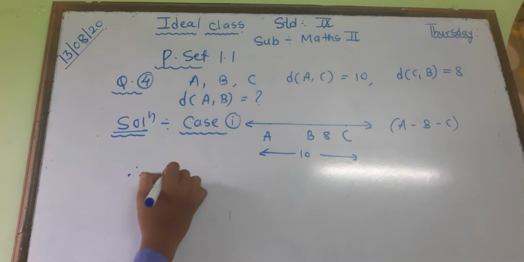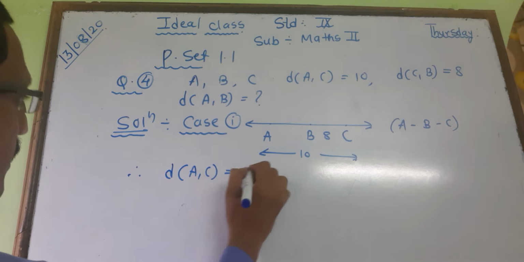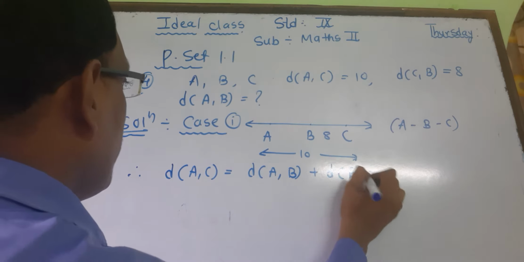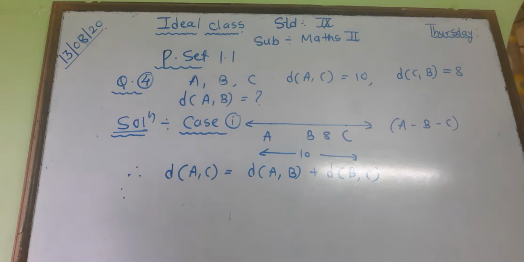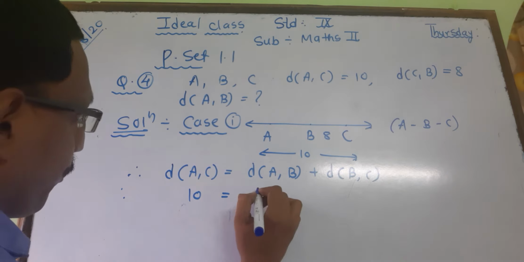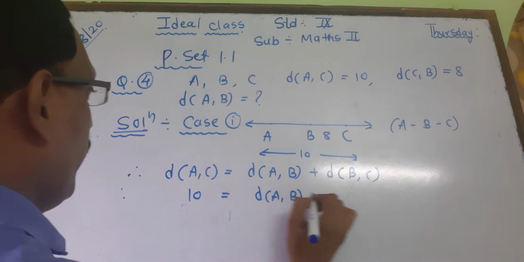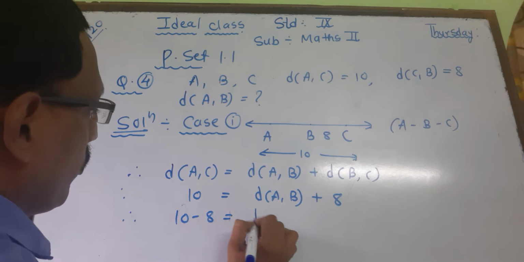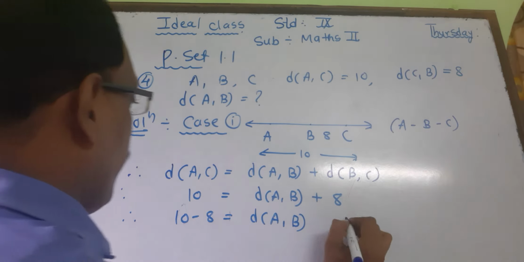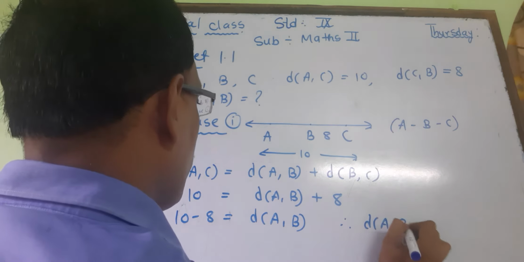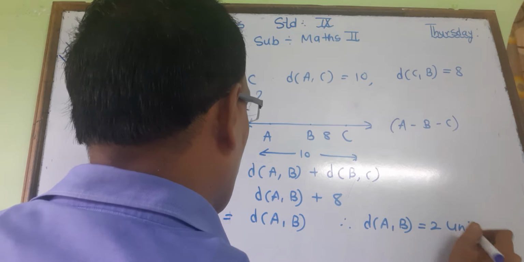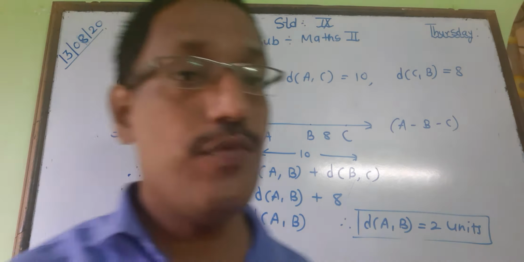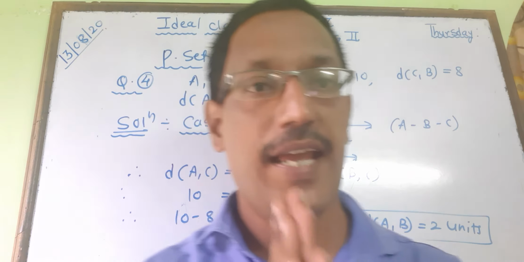But how are we going to write this? Distance between A and C is equal to distance between A and B plus distance between B and C. Correct? So AC is equal to 10, distance between A and B plus 8. Transfer 8 to the left hand side. So the distance between A and B is equal to 2 units. So the first case we completed, in which we took the B point in between A and C.